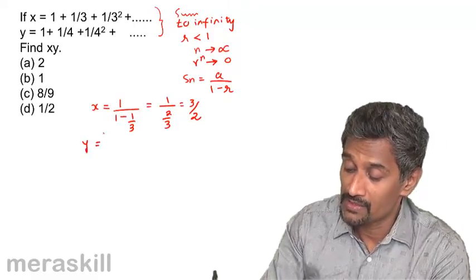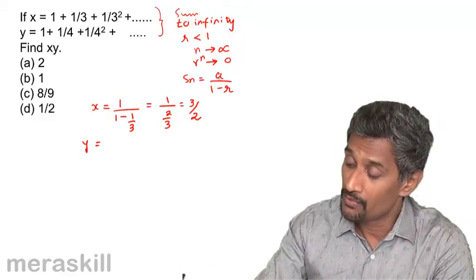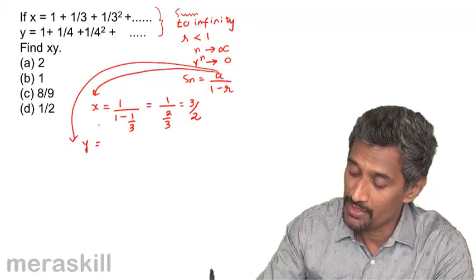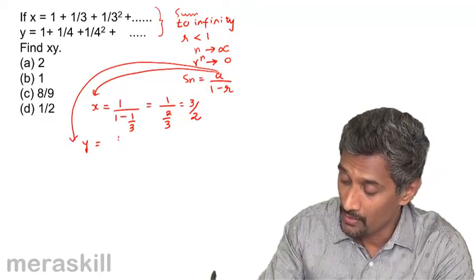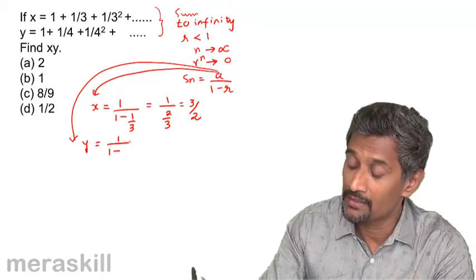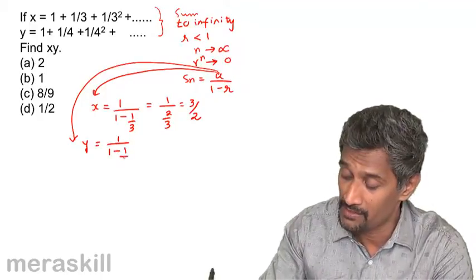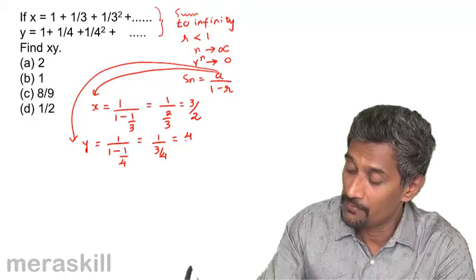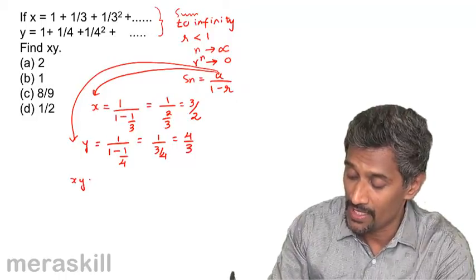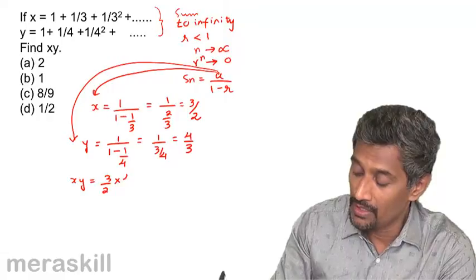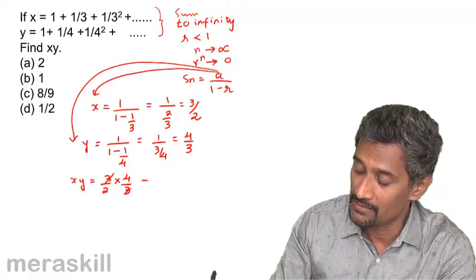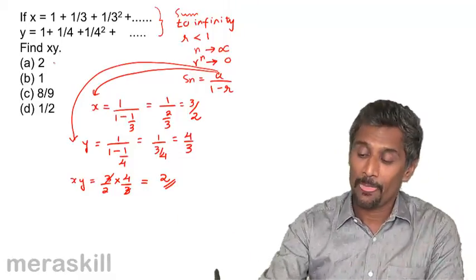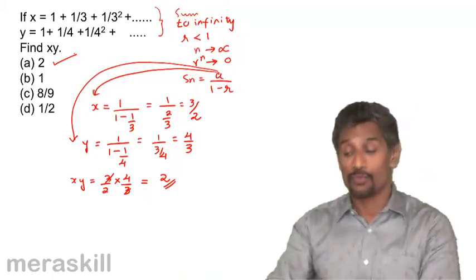And y, which is the sum of 1 plus 1 by 4 and so on, we would use the same formula. We used it here, and we are going to use the same formula here. a in this case is also 1, and 1 upon 1 minus r, where r is 1 by 4, will turn out to be 1 upon 3 by 4, which is nothing but 4 by 3. So in that case, xy would be 3 by 2 into 4 by 3. This gets cancelled and you get it as 2. So xy is 2.